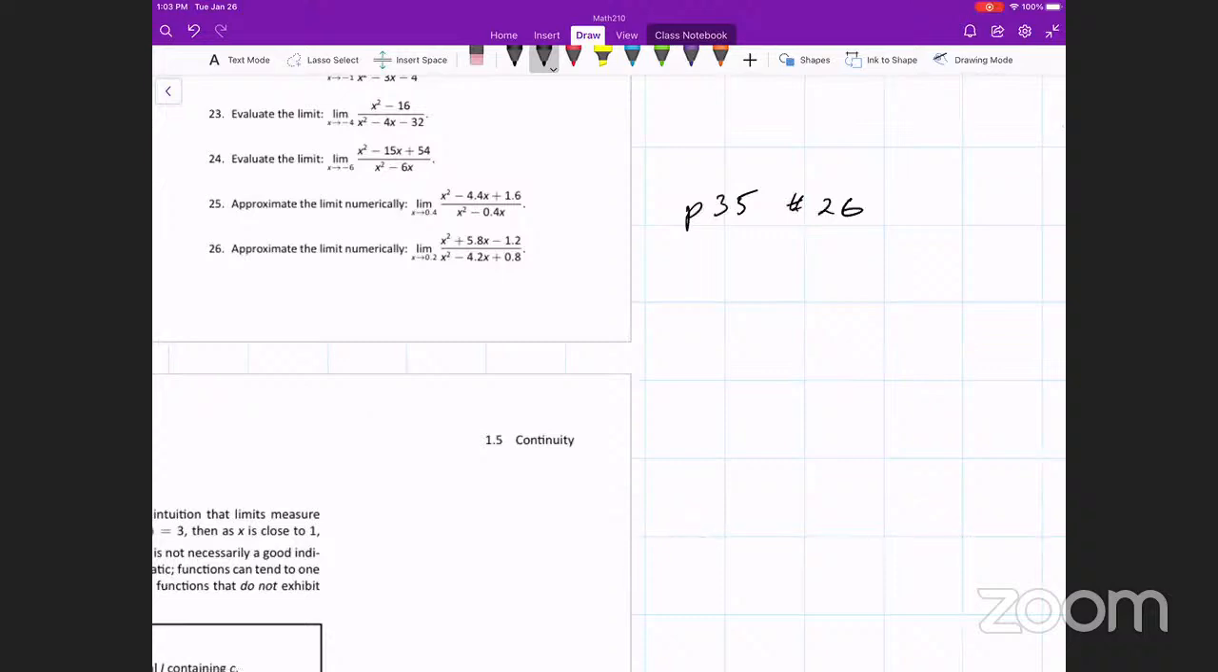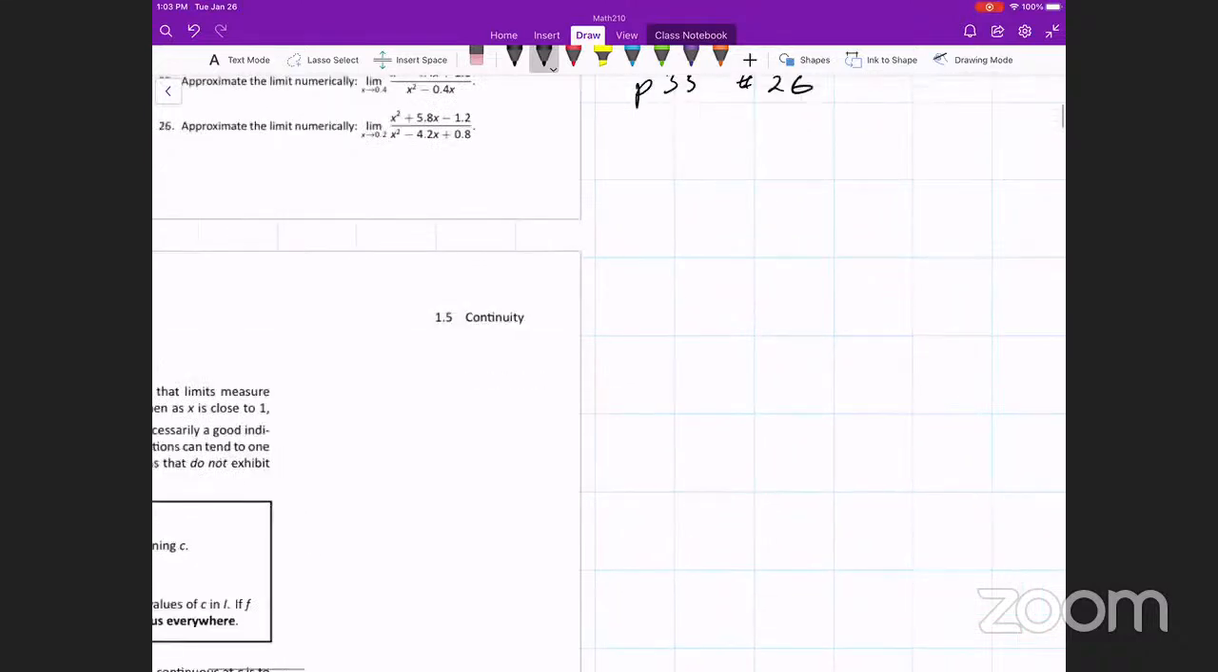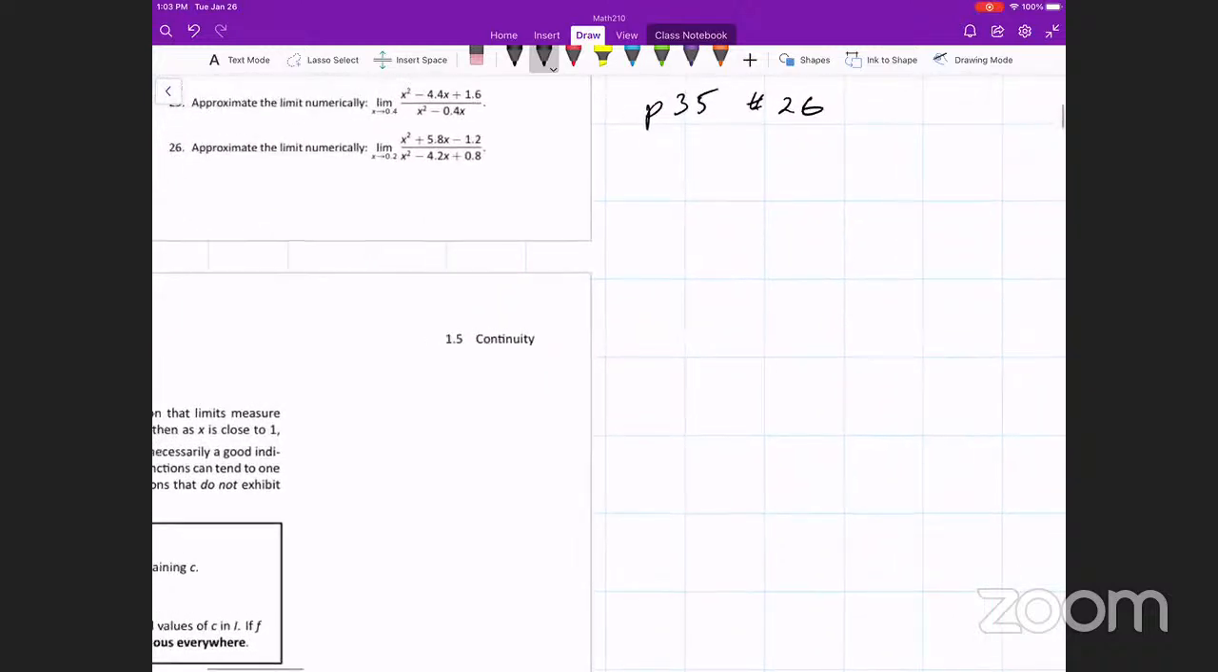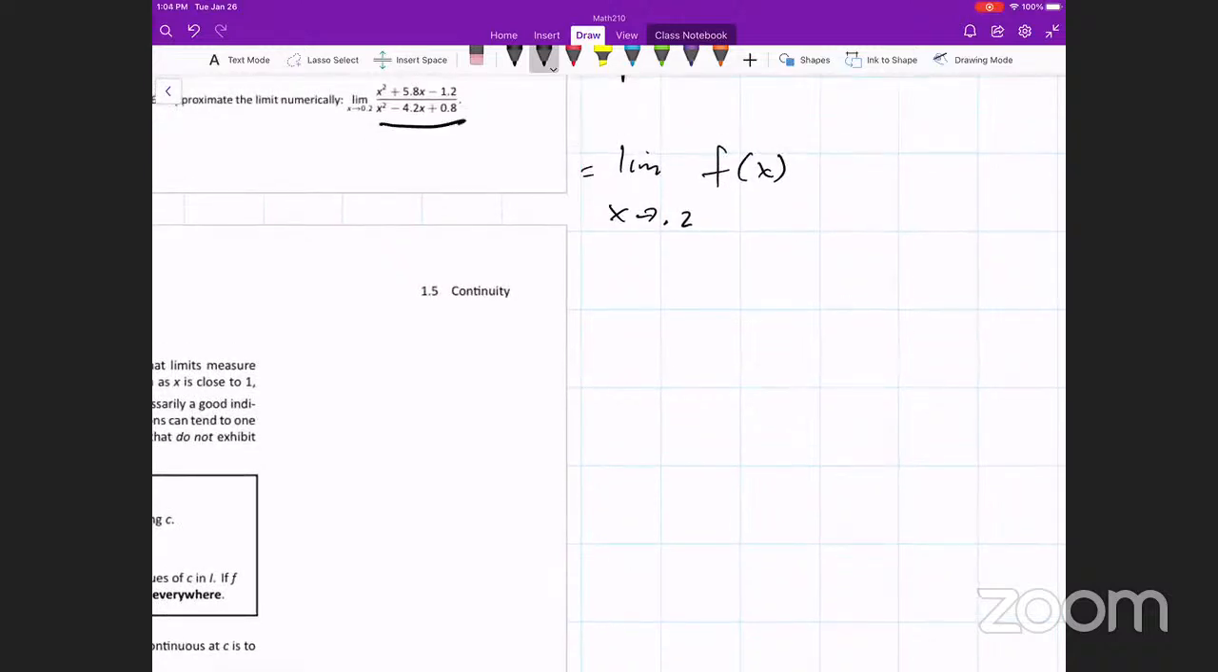And so it says approximate numerically this limit. This is just another approach to finding the answer to these limits. So we're trying to find this limit, and this limit right here is approximately equal to the value. Well, let me back that up and say that this is equal to the limit as x goes to 0.2 of f of x, where f of x is this value.